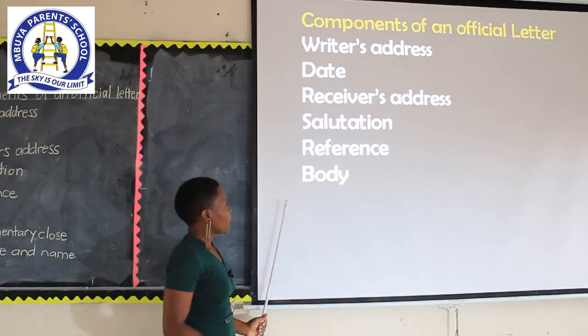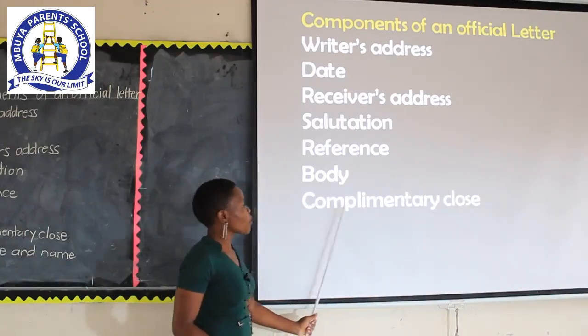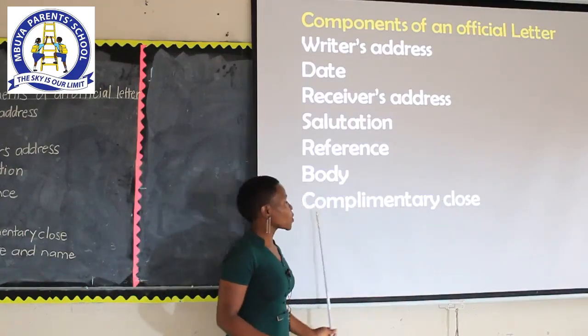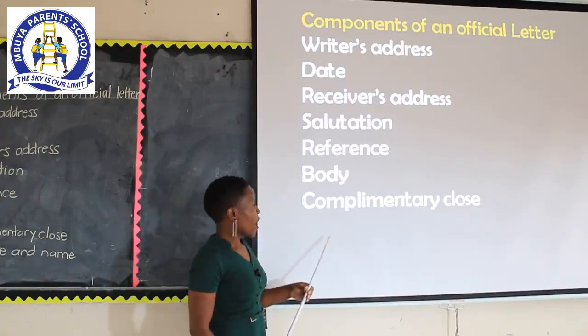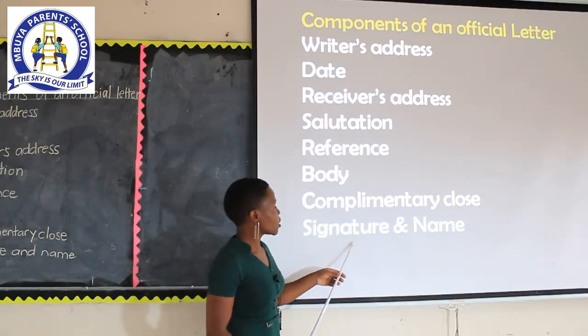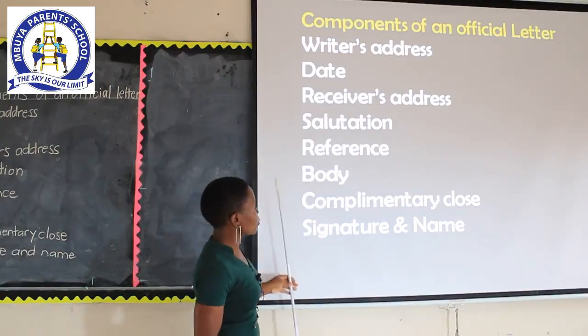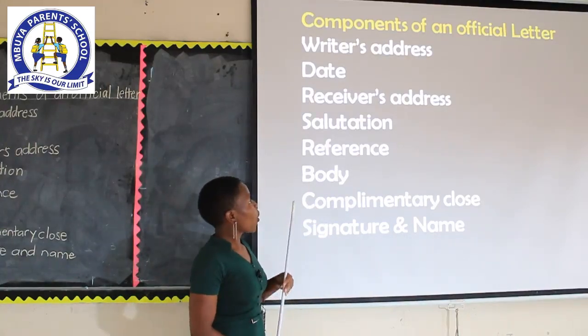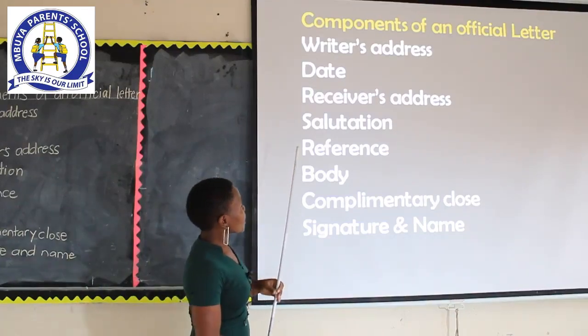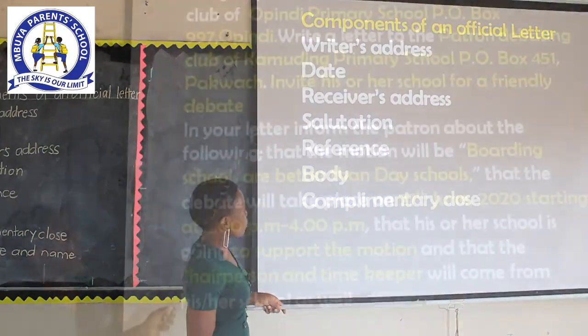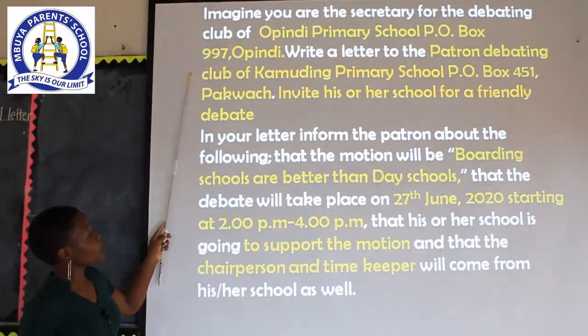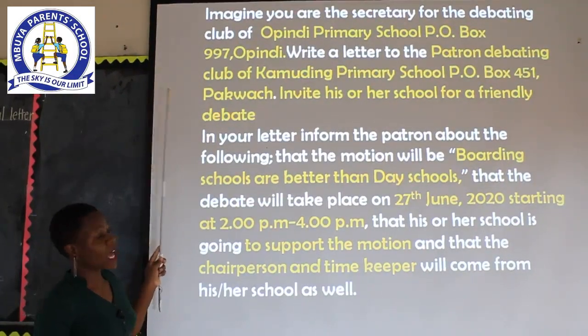Then after the reference, you bring the body. After the body, please, you bring what we call the complementary close, or the subscription. After that, you bring the signature and the name. These 8 must not miss in a good official letter. Let us have a look at our question. The first component of an official letter is the writer's address.